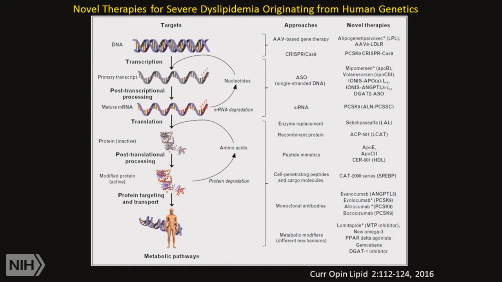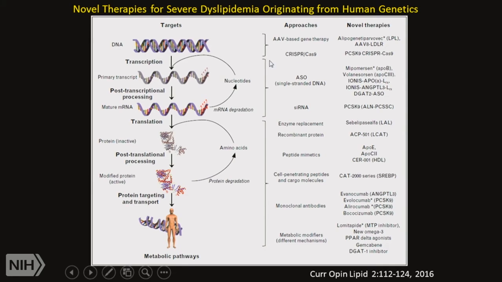And this last one, I'm not going to go through, but you'll see it. It goes everything from transcription to post-transcriptional to translation to protein targeting. They're approved adeno-associated viruses for lipoprotein lipase. It's about $750,000, but it's approved in Europe.